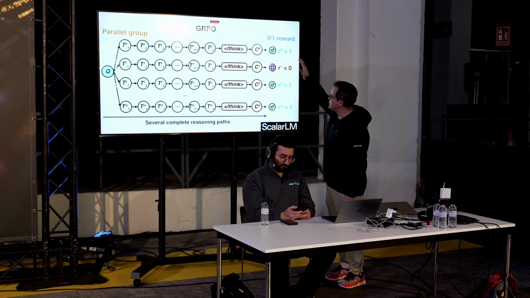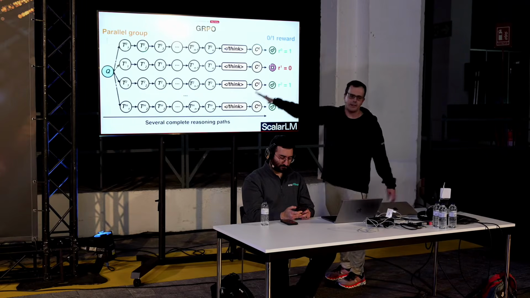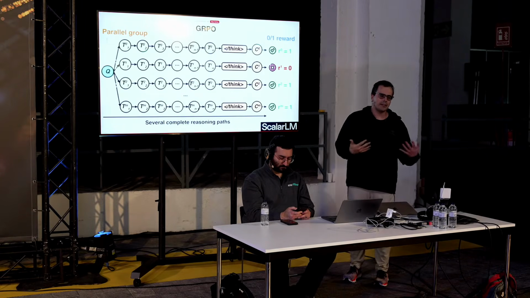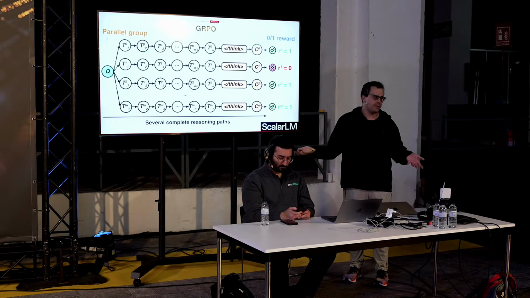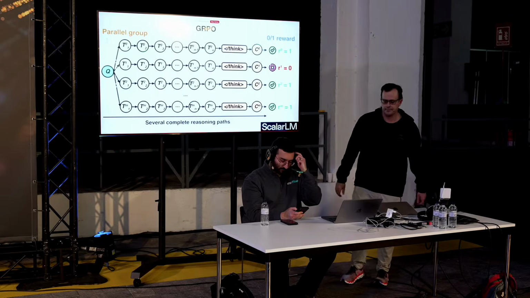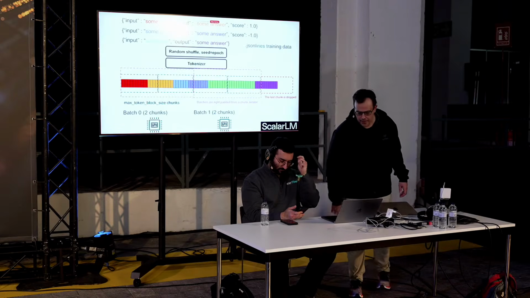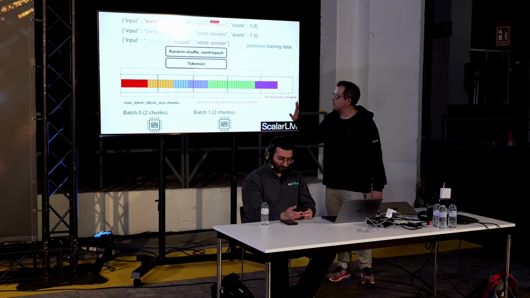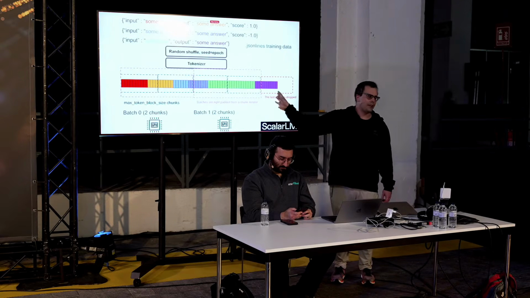Okay, so in methods like GRPO, we're exploring many trajectories simultaneously, and then after we've explored many of them, we're going to update the model. We're going to take a backpropagation step, apply gradients, and then update the weights of the model. So this here is one level down of exactly how that works in ScalarLM.